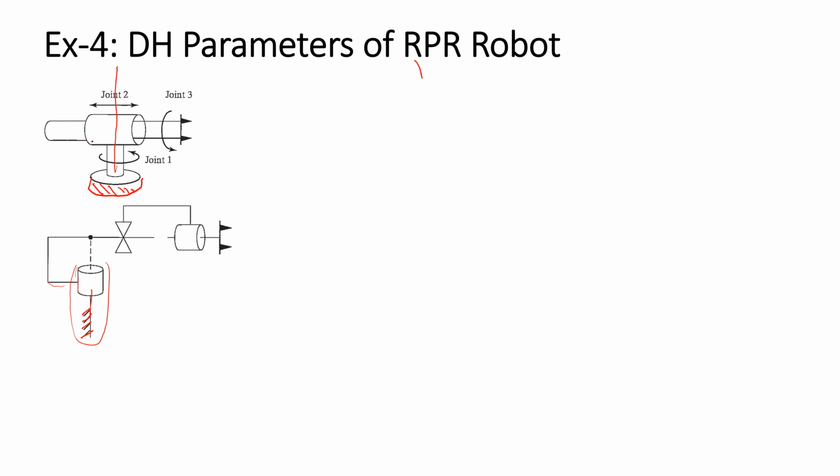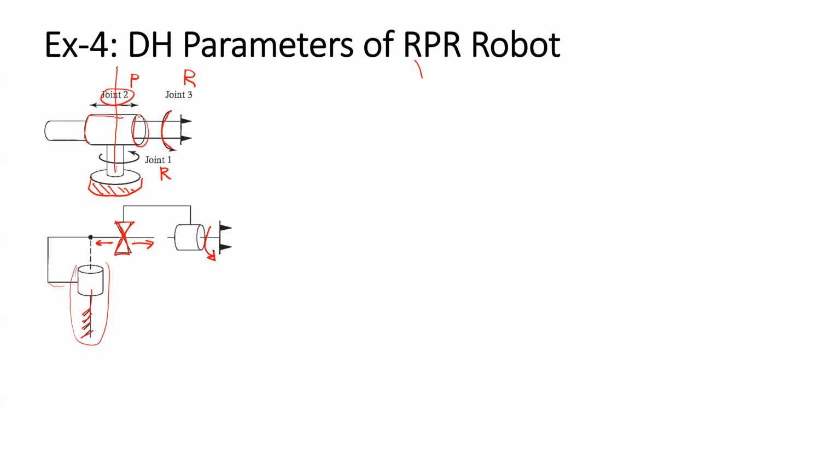On the revolute joint, we have one prismatic joint. Prismatic means you can slide to the right and to the left with this joint. Joint 2 is prismatic. Joint 1 is revolute. The last joint before the end effector is another revolute joint that can provide the rotation of this.